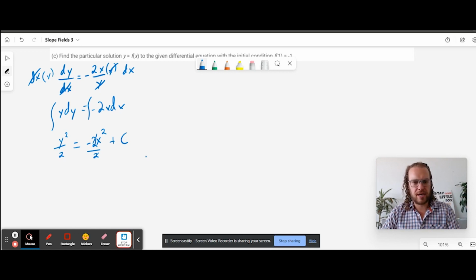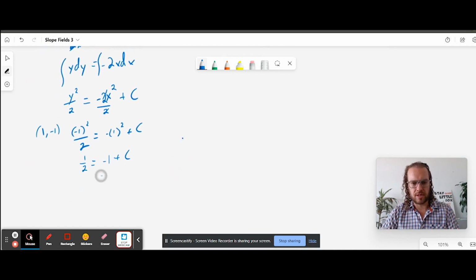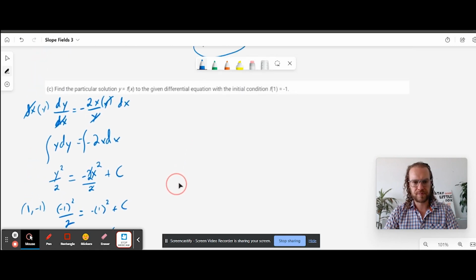So at this point, our next step is to plug it in at 1, negative 1. Okay, so we do that. We're going to get negative 1 squared over 2 is equal to negative 1 squared. And so that just becomes 1/2 equals negative 1 plus c. And so we need to move that over. Again, this is some very basic algebra. Probably don't even need me to show you these steps. So we get c is equal to 3/2.